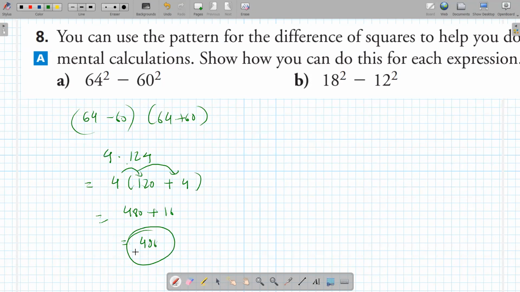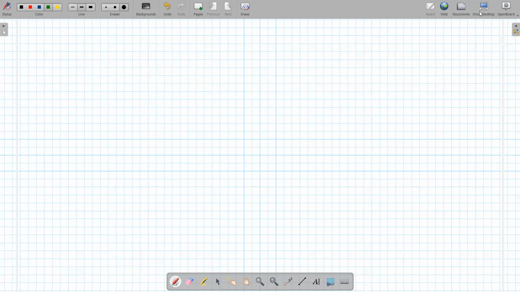And you're done. Same thing with this one. It's going to become 18 minus 12 times 18 plus 12. It'll be 30 times 6. What's 30 times 6? 180, and you're done. You don't need a calculator if you have something in this form.